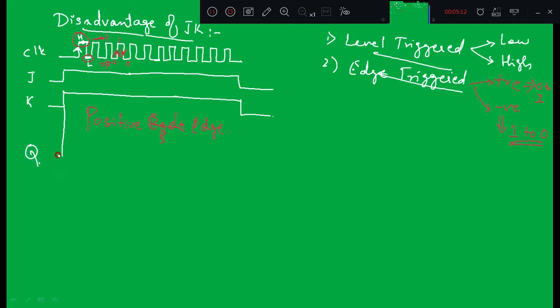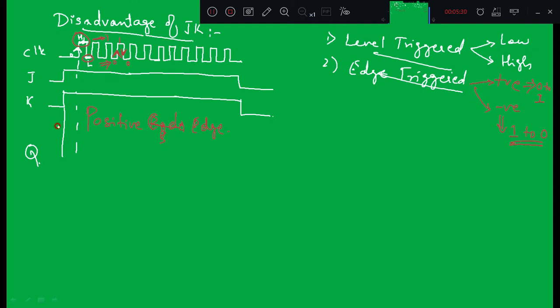I'll take only the value of Q. The later value you can identify is Q bar. You can say if Q is equal to 0, Q bar is equal to 1. If Q is 1, then Q bar is equal to 0. If this is 0 to 1, here also this is the first positive edge. 0 to 1 it is changing, right?